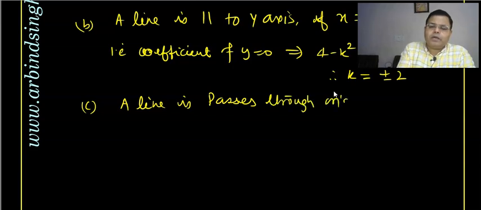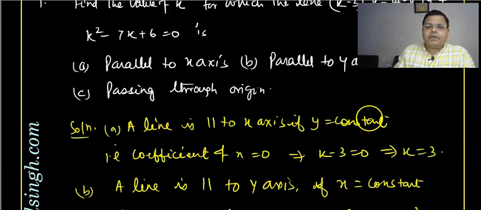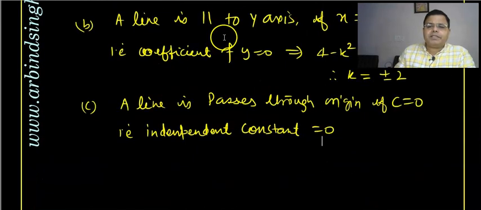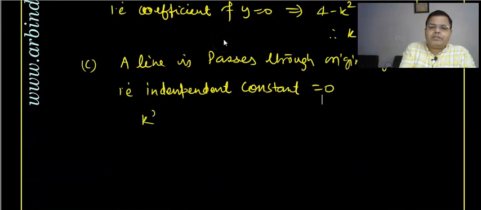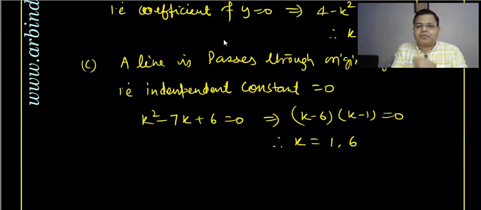And for the third, a line passes through origin if C is equal to 0, that is, the independent constant is 0. That is k square minus 7k plus 6 is equal to 0. This implies (k minus 6)(k minus 1) is equal to 0, and therefore k is equal to 1 or 6. So this is the answer of all these three parts of the question.